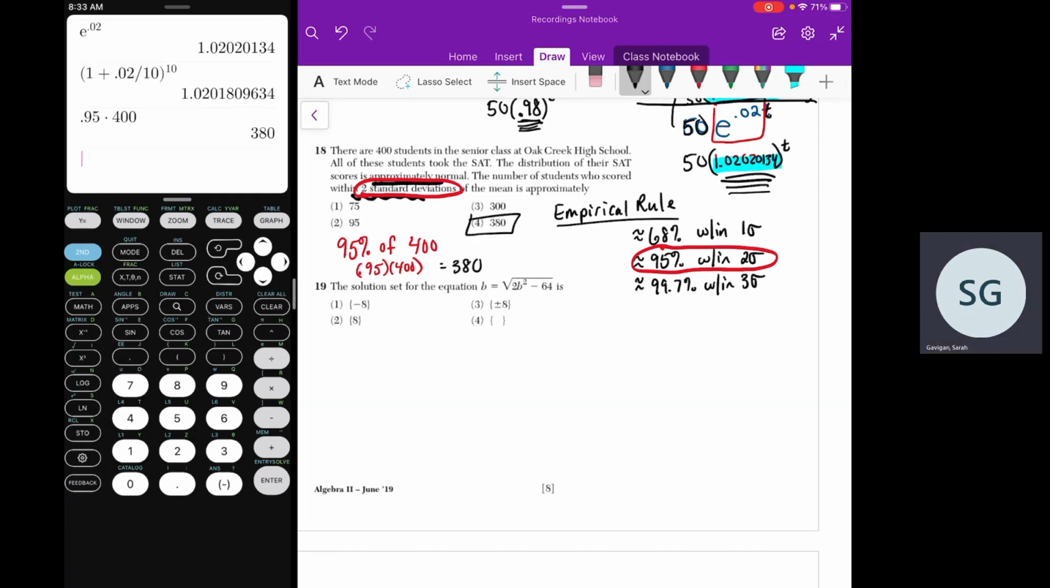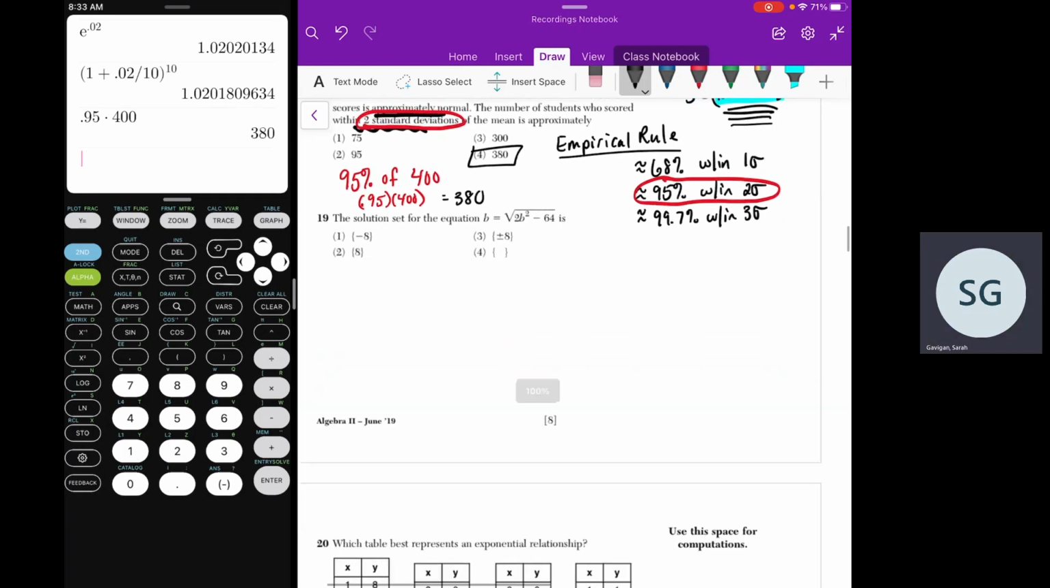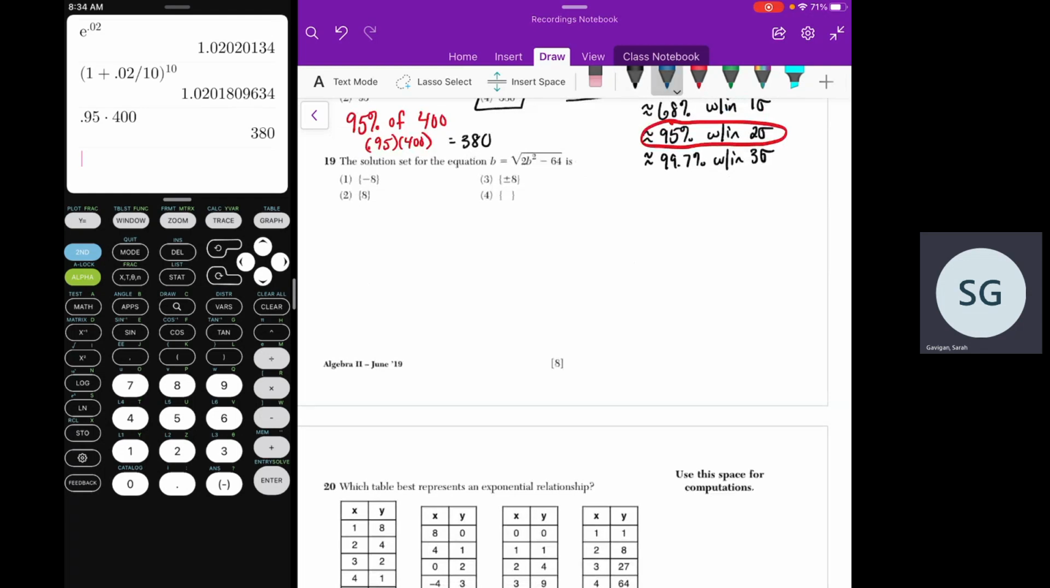Now, number 19, there's a long way and the short way. I'm going to do the long way first in case this shows up as a part 2, 3, or 4 question. This is a radical equation. Radical equations are must checks.